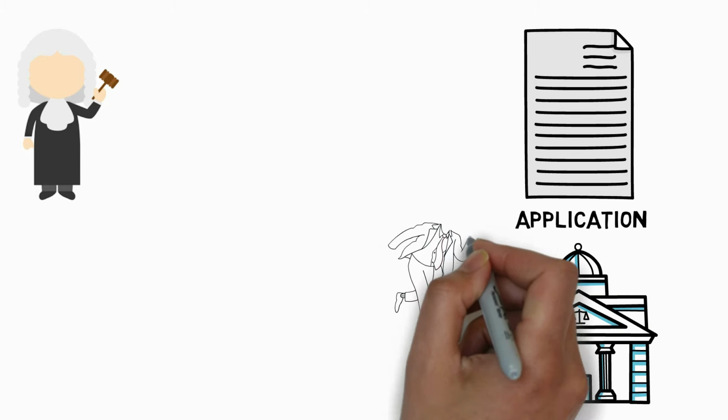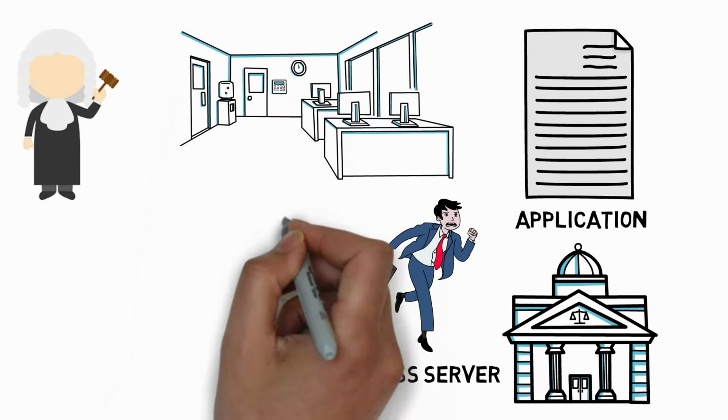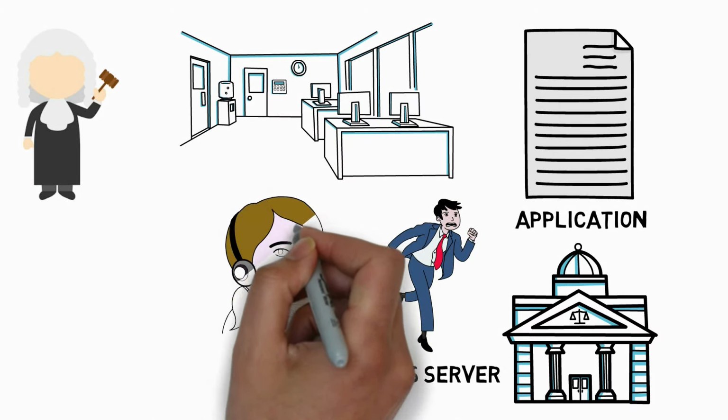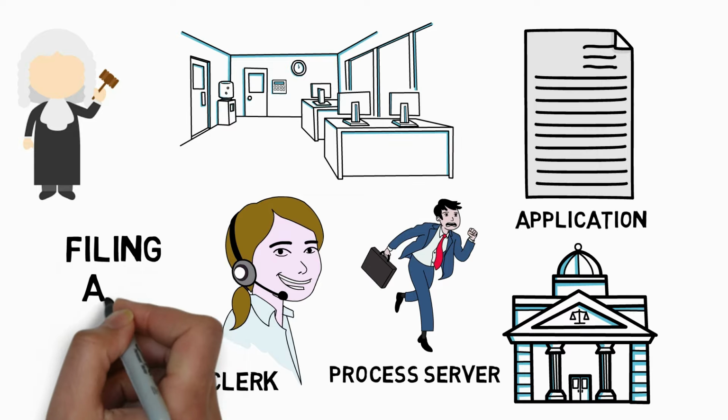When lawyers file documents in court, they hire a professional called a process server. The process server will pick up your court documents from your lawyer's office, and then he or she will deliver the documents to a person called a clerk who works at the courthouse. Then, the process server will give a copy of those documents to your spouse. These deliveries are called filing and service.